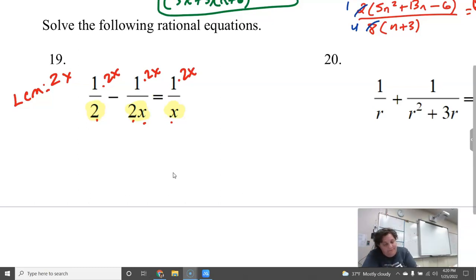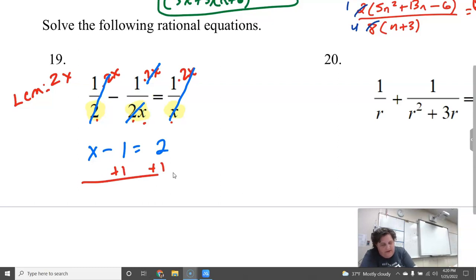All right, here we go. 2's cancel out. That just gives me x. 2x and 2x cancel out. That gives me 1. And the x's cancel out, and that gives me 2. All right, this one's pretty straightforward. It's just a linear equation. And to solve for x, I'm going to just add 1 to both sides. And so I get x equals 3. All right.